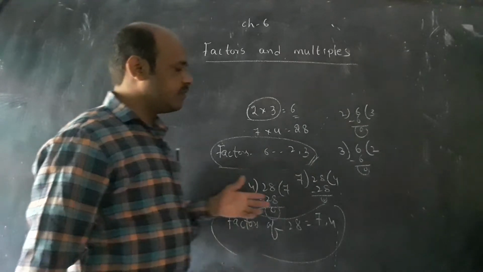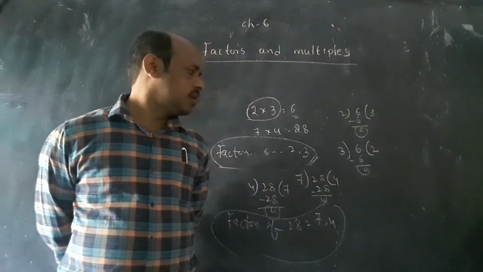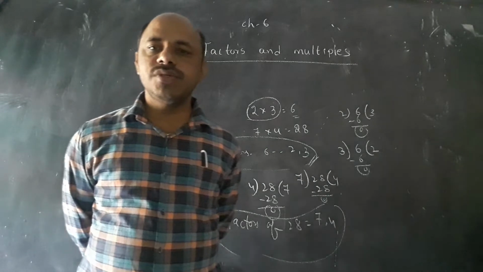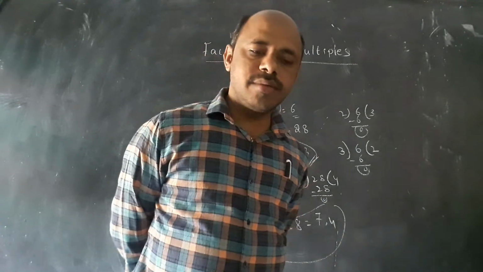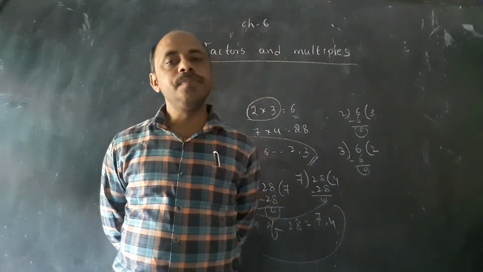Means whenever we are dividing one number with another number, the remainder should be 0. Those numbers we will call factors of the number.